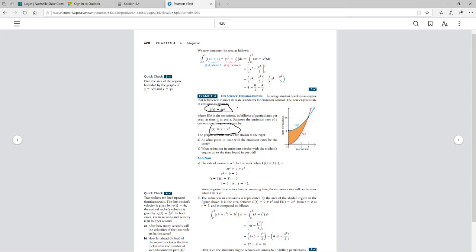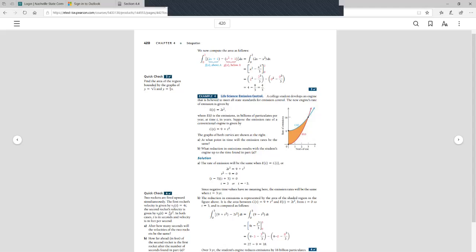So we have two engines here. The first engine they talk about is the one created by the college student, and then they have a conventional engine. That means it's a popular engine that's used, and they want to try to figure out the difference between the two. Well, first it says, where are the two graphs going to touch? Well, if we look here, we can solve for x and figure out that these graphs actually touch when t is equal to 3.